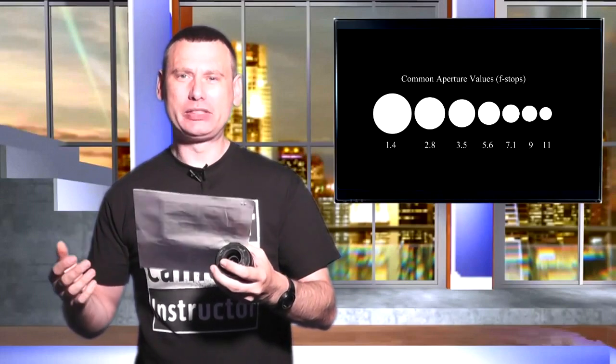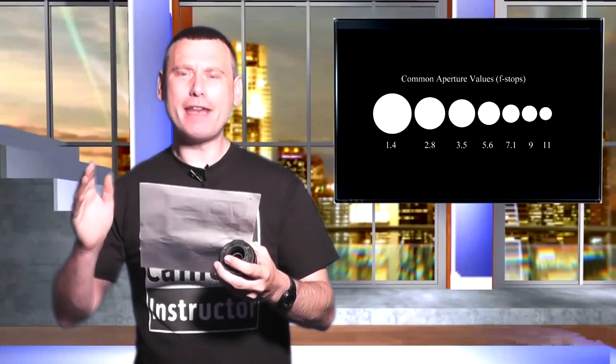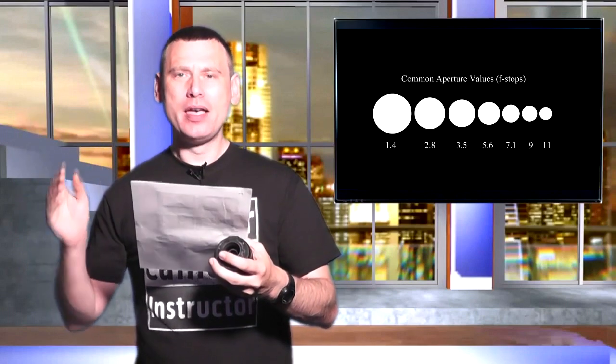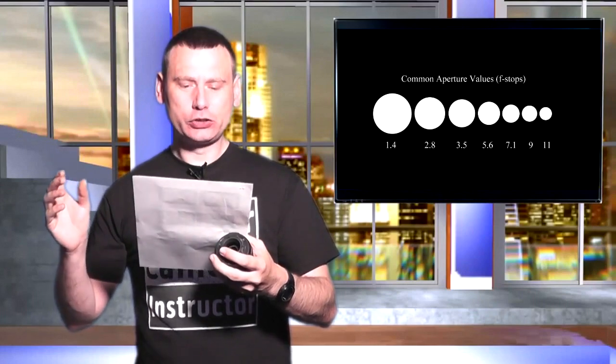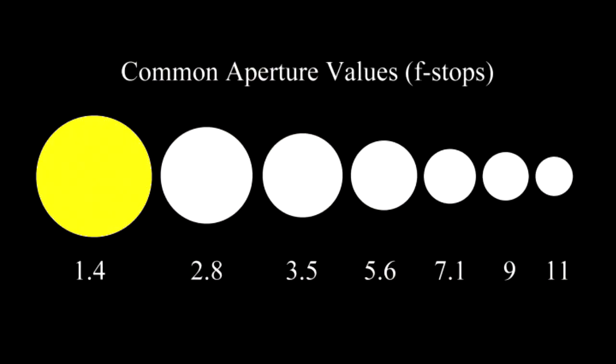Now, there's a thing called F numbers with regards to aperture. That means that every size of the hole has got an F number. For example, a wide aperture such as f1.4 looks like this, okay? And a narrow aperture of f11 looks like this.